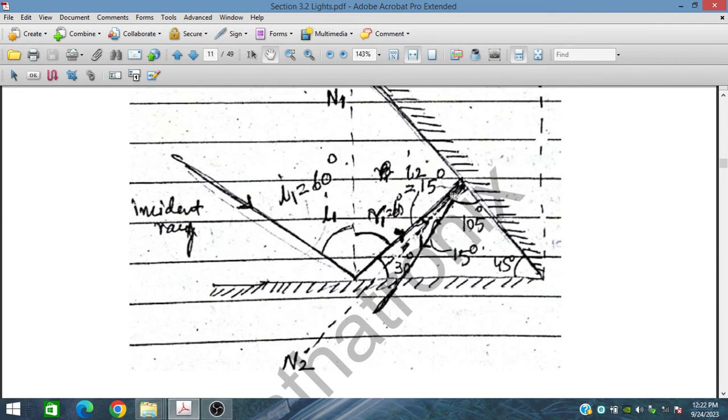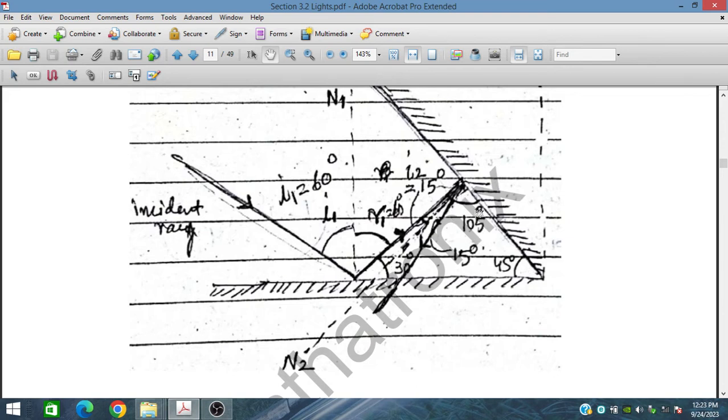So the angle of incidence on this mirror will be 15 degree, and this will be reflected with a 15 degree. So the angle of reflection will be 15 degree, and this total will be a 30 degree. Because this was 60 degree, so this was 30 degree. So this 30 degree, 45 degree, so this is 75 degree. From here, this is 30 degree, this is 45 degree, the total is 75 degree, so this is 105.